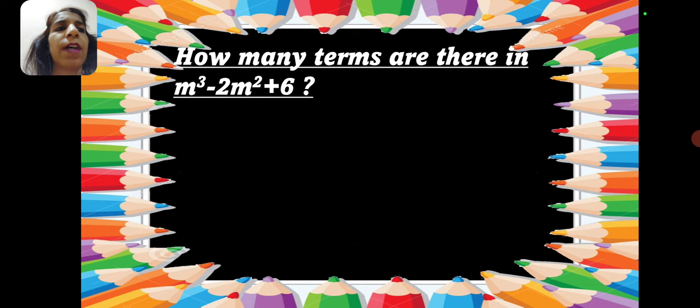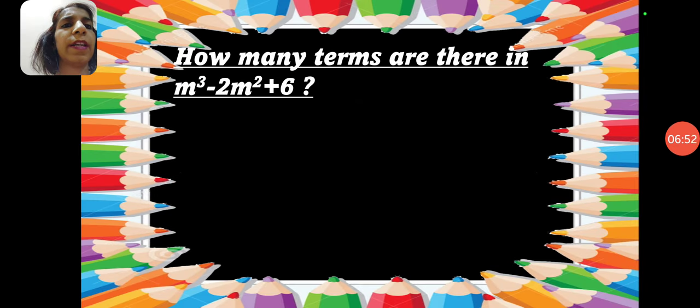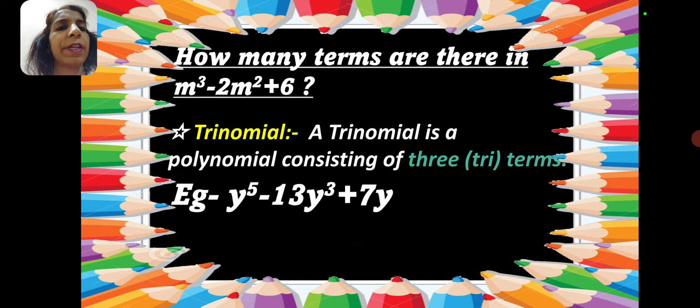So how many terms are there in m cube minus 2m square plus 6? So there are three terms, okay, and we call that a trinomial. A trinomial is a polynomial consisting of three terms. Tri is nothing but tri meaning three, okay. Example, you can take y raised to 5 minus 13y cube plus 7y is an example of trinomial.